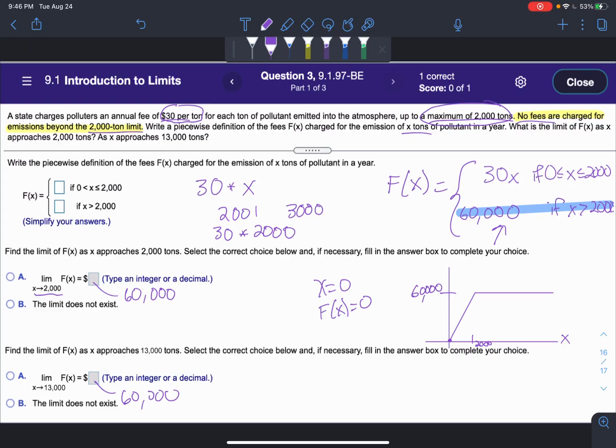All right, so for this part, we were looking at what the function was doing. As we got closer to 2,000, we noticed that they were equal and it was 60,000. And then for the second question down here, we were looking at 13,000. X was approaching 13,000. So again, the function as we go from the left and to the right is approaching the same number, so our overall limit is 60,000. All right, so I hope this review helped, and I will see you in the next section.